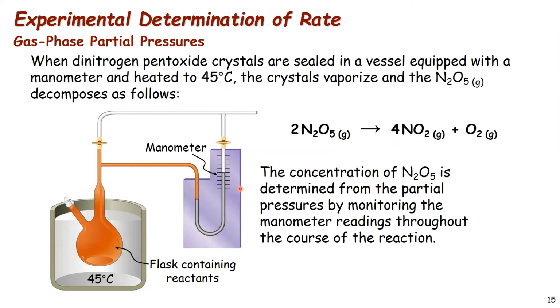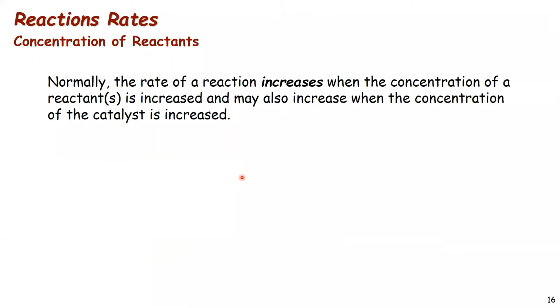Okay, so now normally the rate of reaction increases when the concentration of reactants is increased, and may also increase when the concentration of the catalyst is increased. Okay. Now notice I said normally. It could have a different effect. As I increase the concentration of a reactant, it could slow or decrease the reaction rate. But usually it increases it.